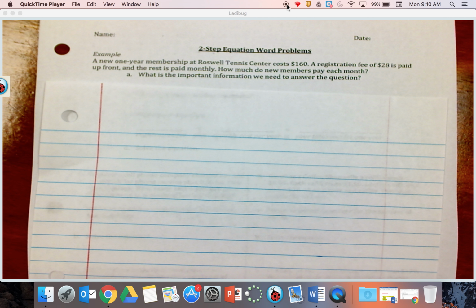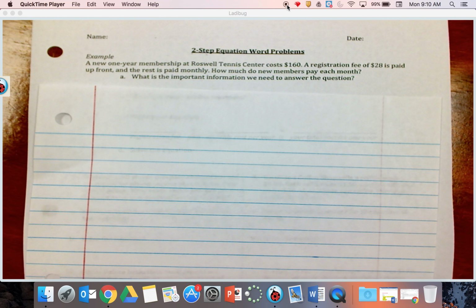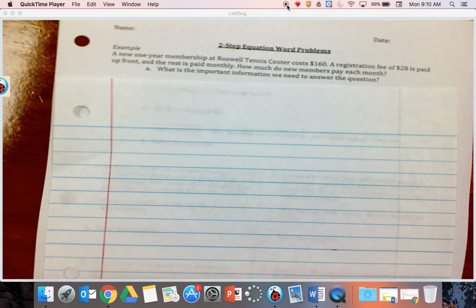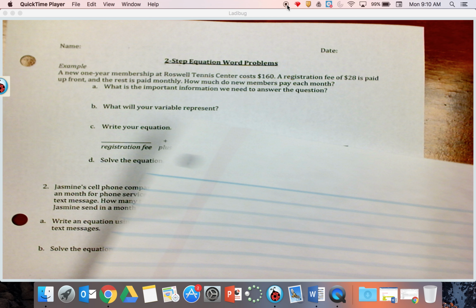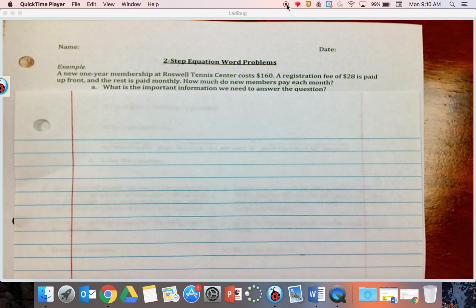Hey guys, this is your two-step equation word problems lesson here. You'll need a sheet of paper along with your notes that you have. What we're going to do is I'm just going to do the questions on the piece of paper that I have here in front of me. That way I can put this stuff in here.